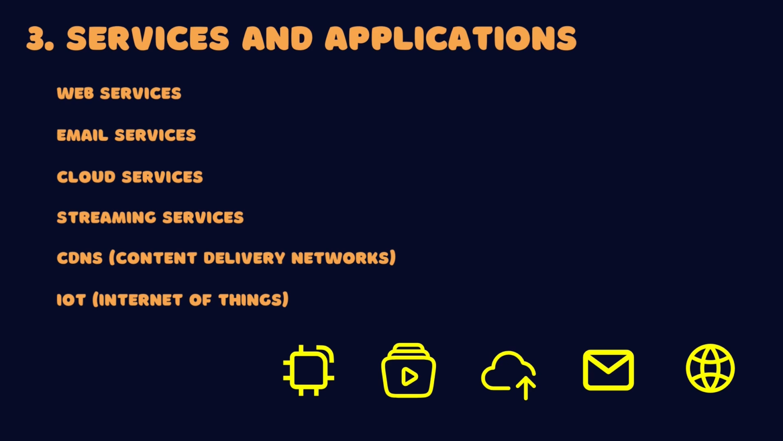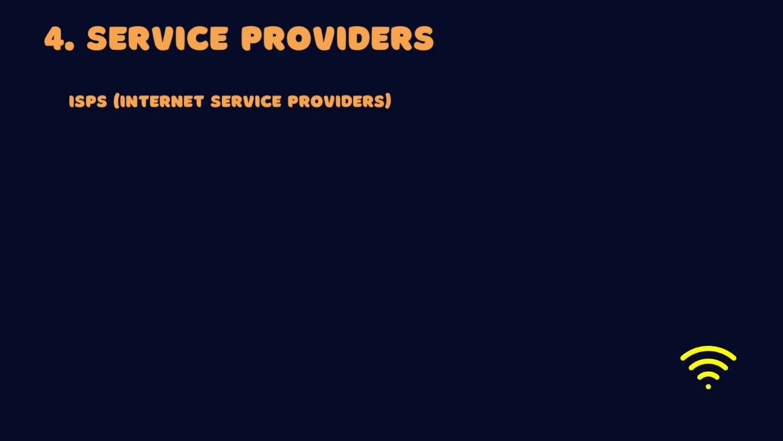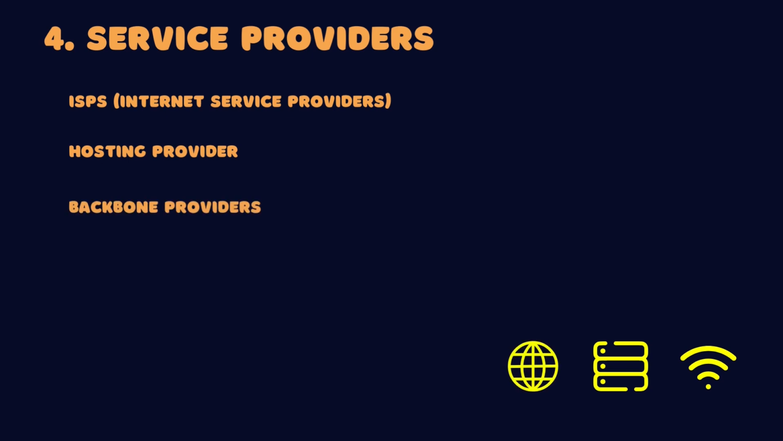The fourth element is service providers. Service providers are entities that manage and facilitate internet access and connectivity to users. First, we have ISPs, Internet Service Providers. Then we have hosting providers. Then we have backbone providers. The backbone providers are a large network forming the core of the internet, connecting smaller networks globally.